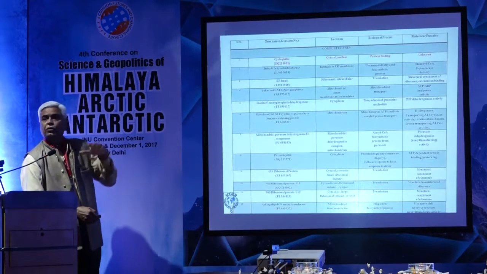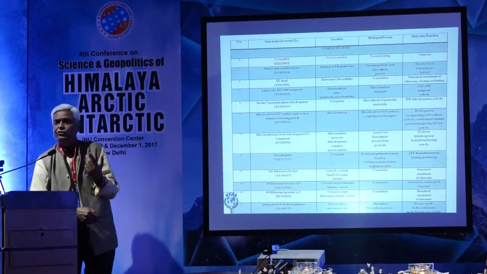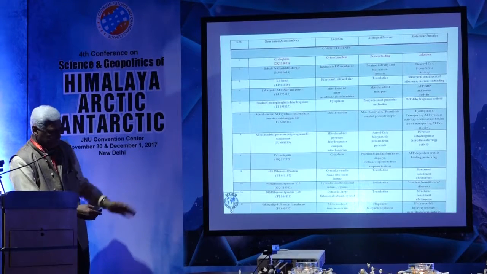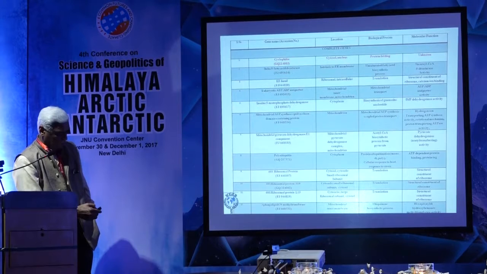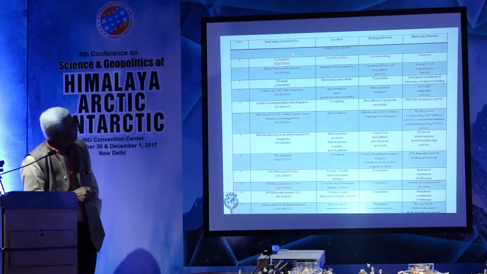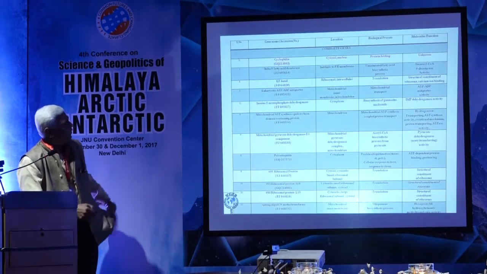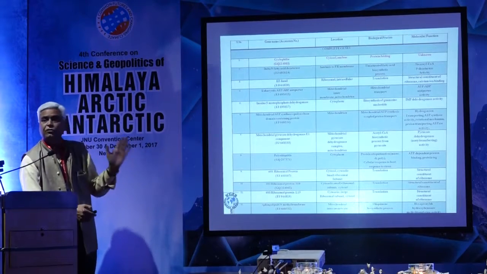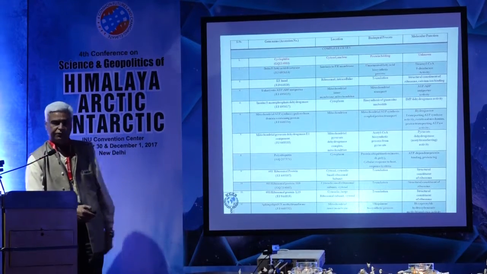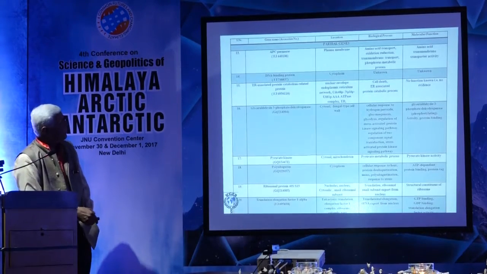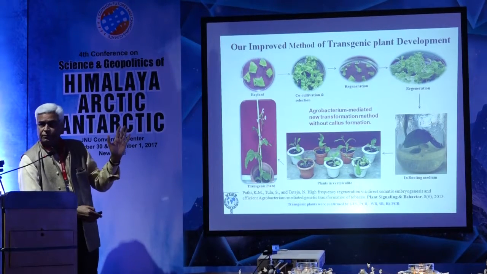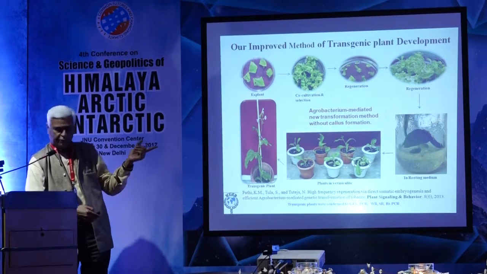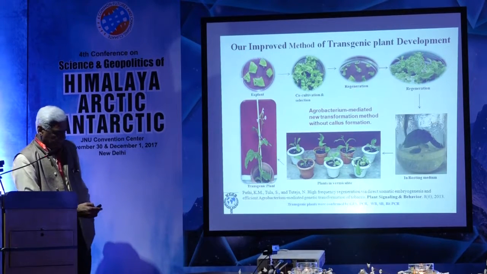and then we have cloned those genes, sequenced those genes, and there is a list of those genes mentioned here. But today I will focus on one particular gene. This is cyclosporine, and there are so many genes which we have isolated. They are all stress tolerant genes. They have some kind of role in stress tolerance.